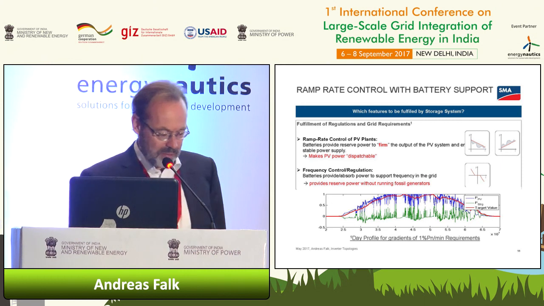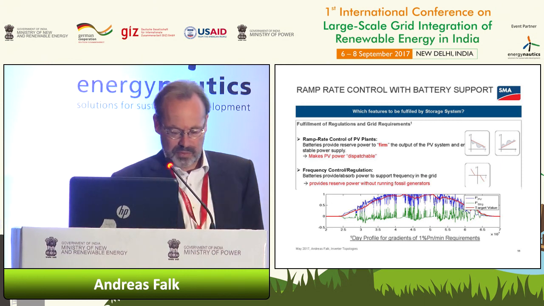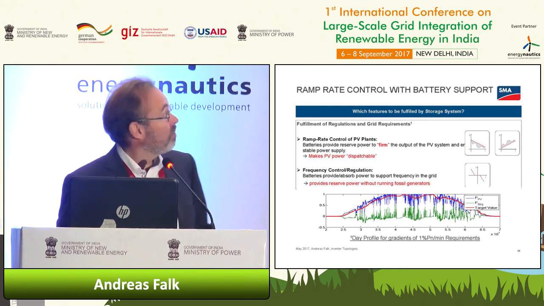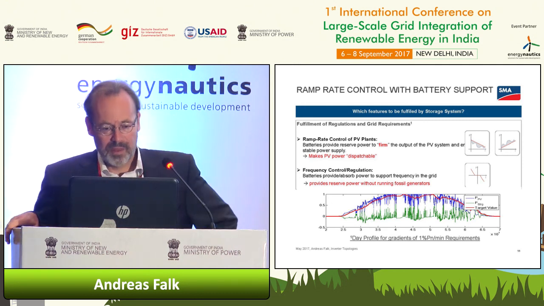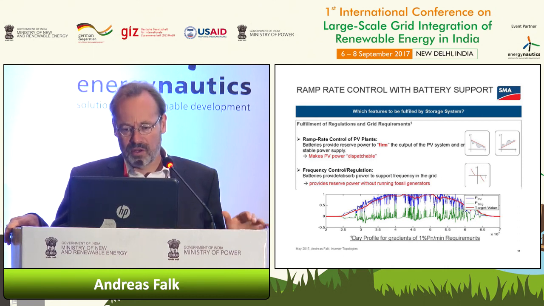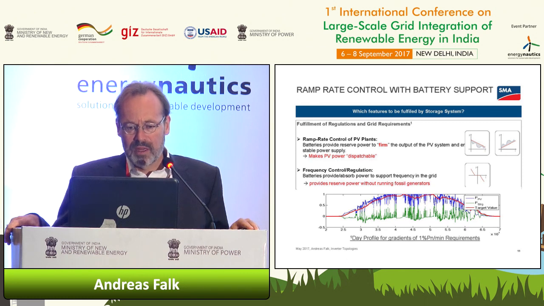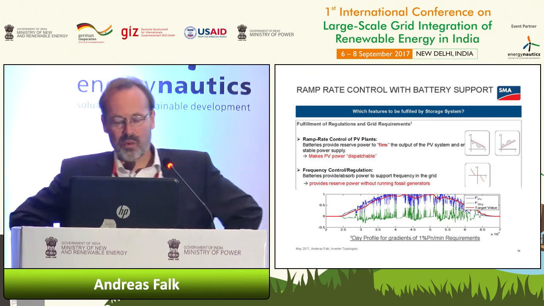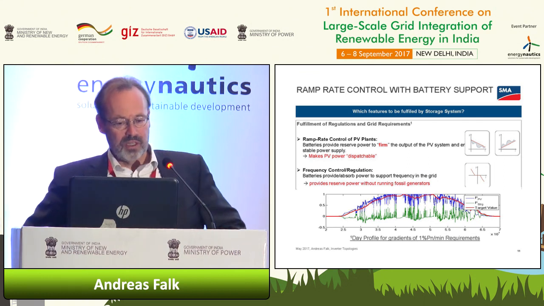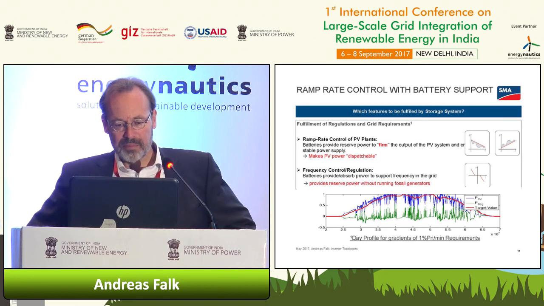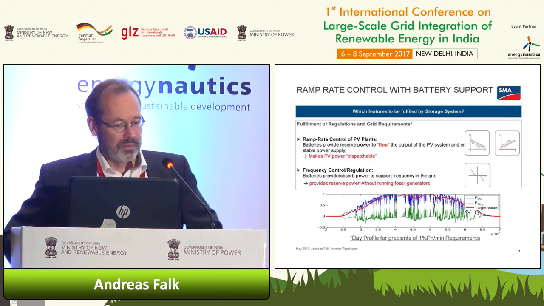I would like to talk about ramp rate control with batteries. Ramp rate control with batteries, you see here. You see in blue the power output of a plant, and in red you see the smoothing with the battery, and in green you see the battery current or battery power.